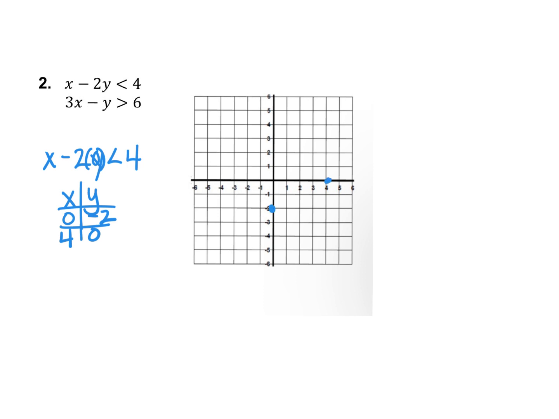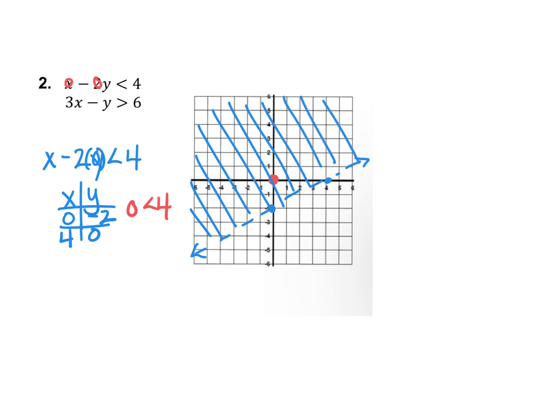And again, this one's going to be shaded because it is less than. Then we're going to pick our point 0, 0, and plug it in. So when 0 and 0, is 0 less than 4? Well, because 0 is less than 4, we know that the point 0, 0 is going to be part of the solution, so we'll shade in that direction.